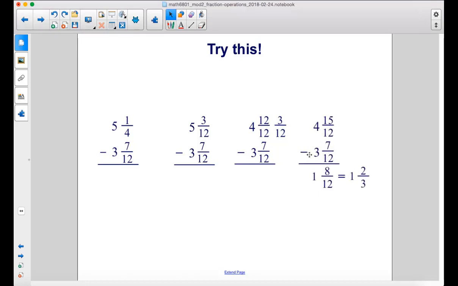Now we can subtract the fractions. 15 minus 7 gives us 8 over 12. Then we just subtract the whole numbers and we get 1. 8 over 12 can be reduced to 2 over 3, and 1 and 2/3 is our answer.